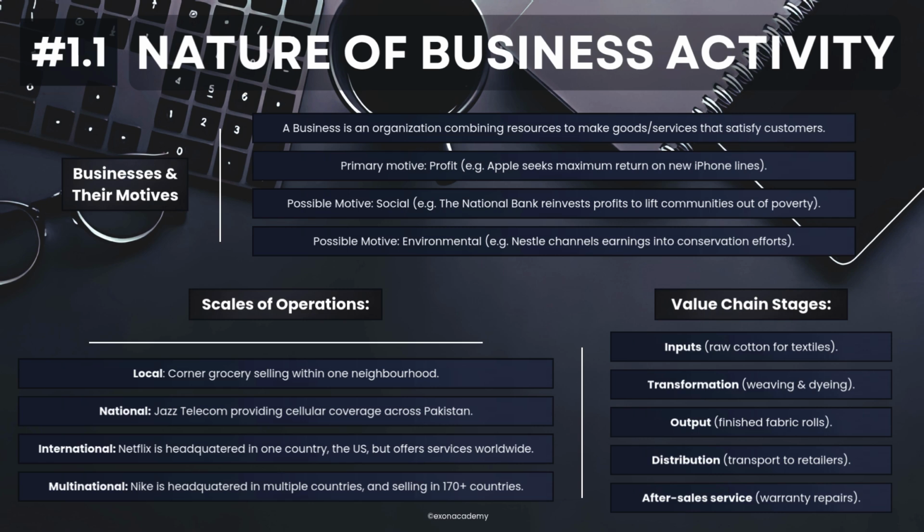But profit isn't always the only goal. NBP, for example, puts its earnings back into small loans that help lift people out of poverty. And Patagonia uses part of its sales to protect the environment and make products from recycled materials.